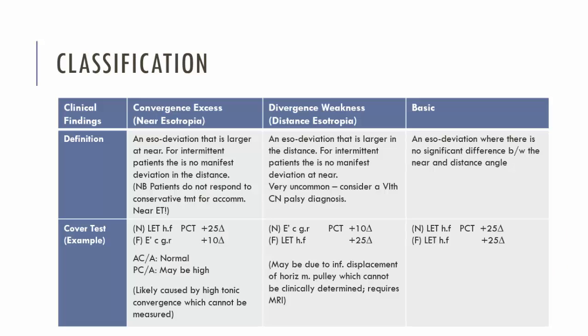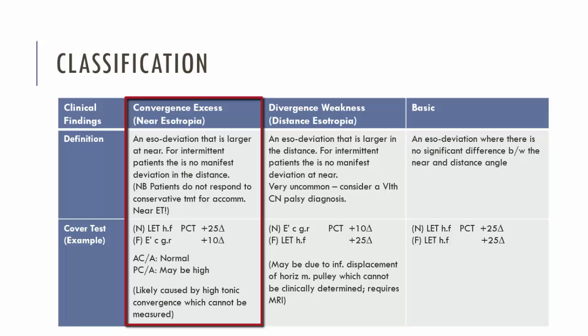Okay, let's go through each of the various types of esotropias that are non-accommodative, and I'll just highlight some of the important points and distinctions regarding these conditions. Starting with the convergence excess esotropia, what is causing this deviation to be larger at near? It can't be a high ACA ratio in this instance because otherwise they will be classified as an accommodative ET. So for these patients, the ACA ratio should be normal or low. But what you may find is a high PCA ratio.